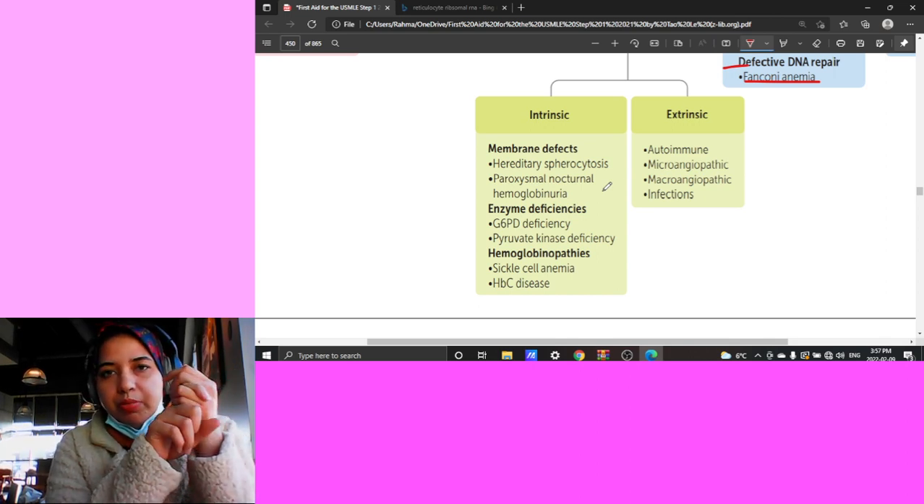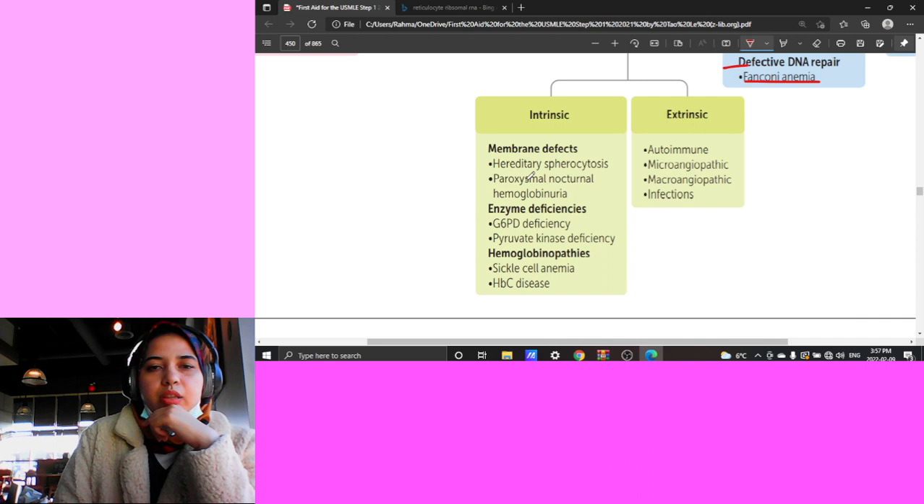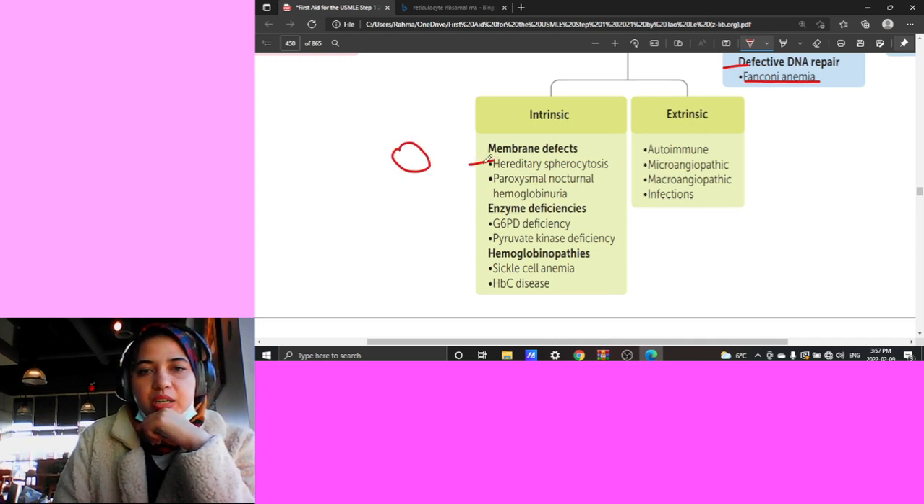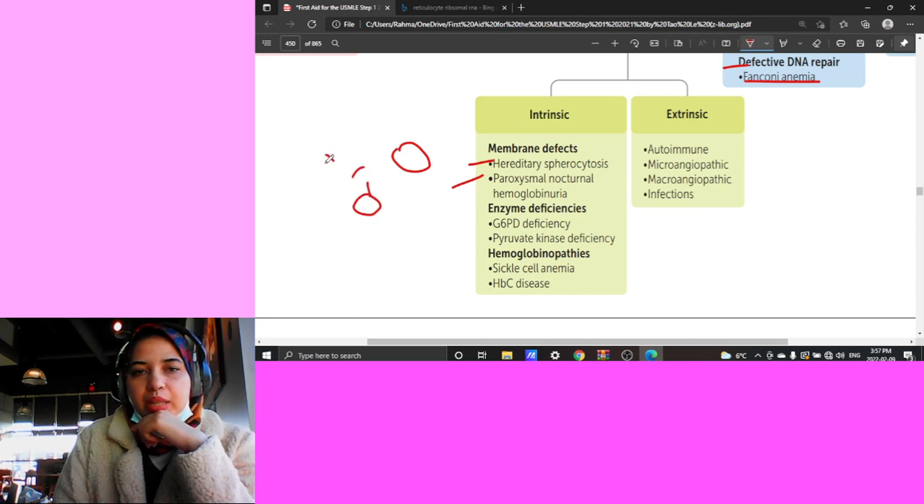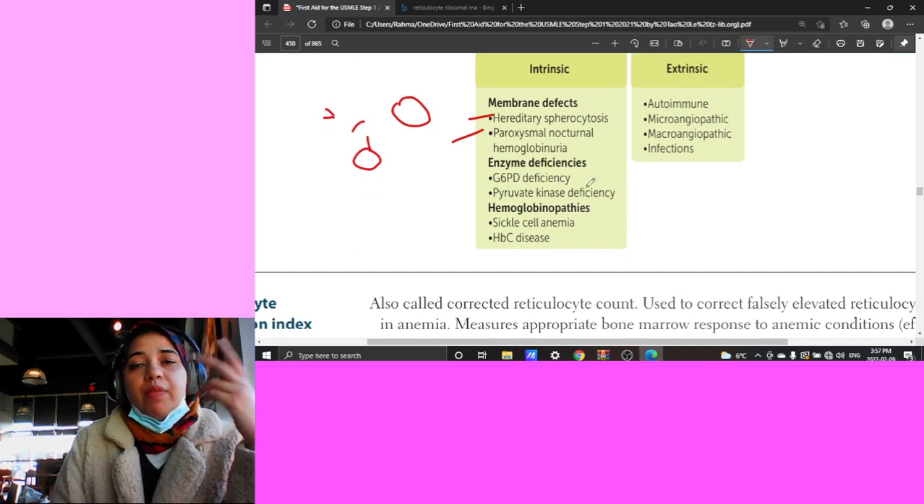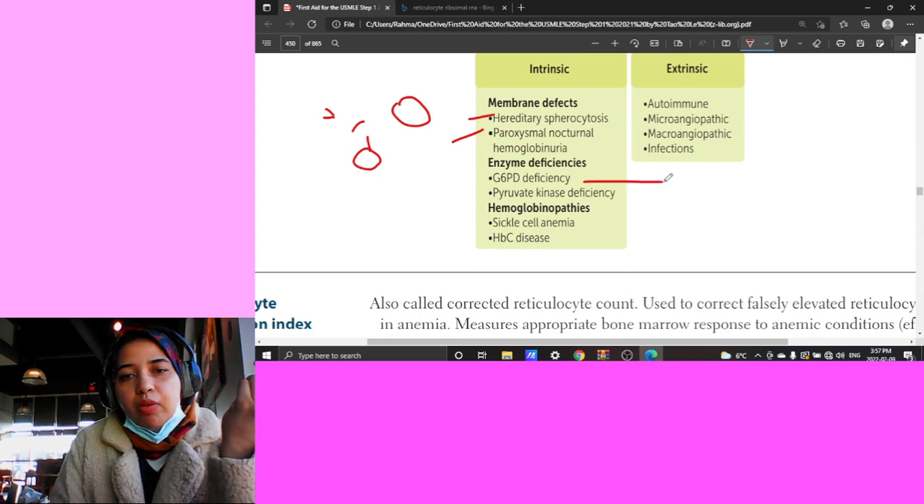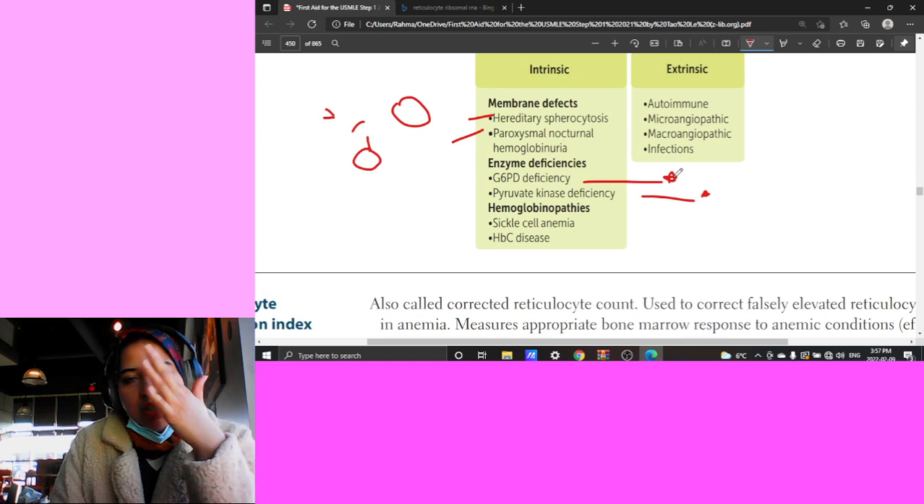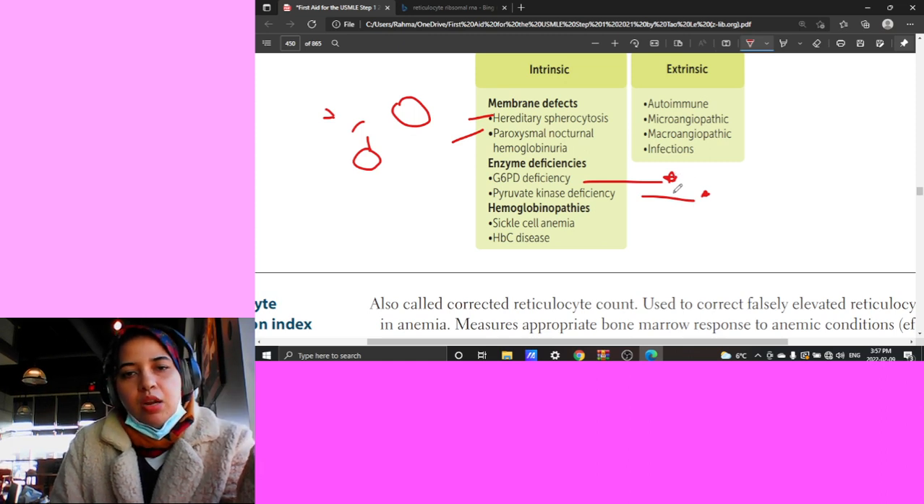So with a defect in my membrane, I already know I'm dealing with either hereditary spherocytosis or paroxysmal nocturnal hemoglobinuria. So we have here the hereditary spherocytes, and you have paroxysmal nocturnal hemoglobinuria, where there's some kind of defect on that membrane, which normally protects it from complement. That's PNH. Or I have an enzyme deficiency. You have two enzymes, the main one is G6PD deficiency, and then you have pyruvate kinase deficiency. Number one is G6PD, you have to really know that.